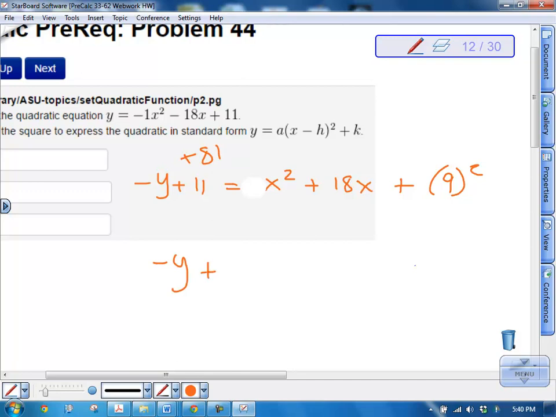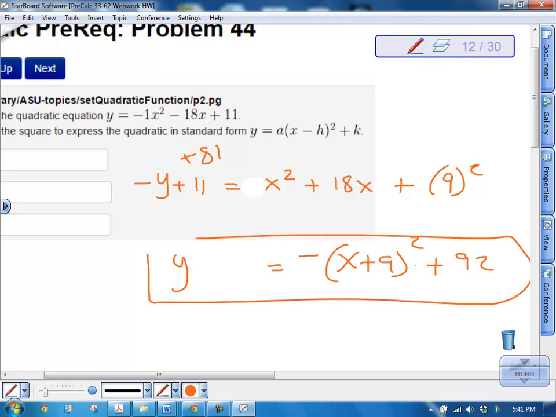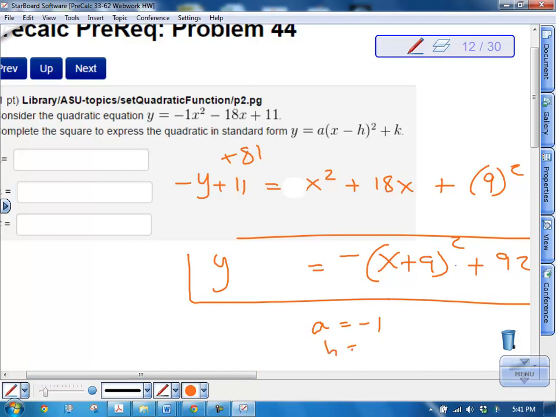So I have negative y plus 92 equals x plus 9 squared. And I'm almost done. I'm going to move the 92 back over, so subtract 92 from both sides. And then I'm going to also get rid of the negative again. So move the negative back over here by multiplying both sides by a negative. So there's my answer. My a is negative 1, and my h is negative 9, and my k is 92.